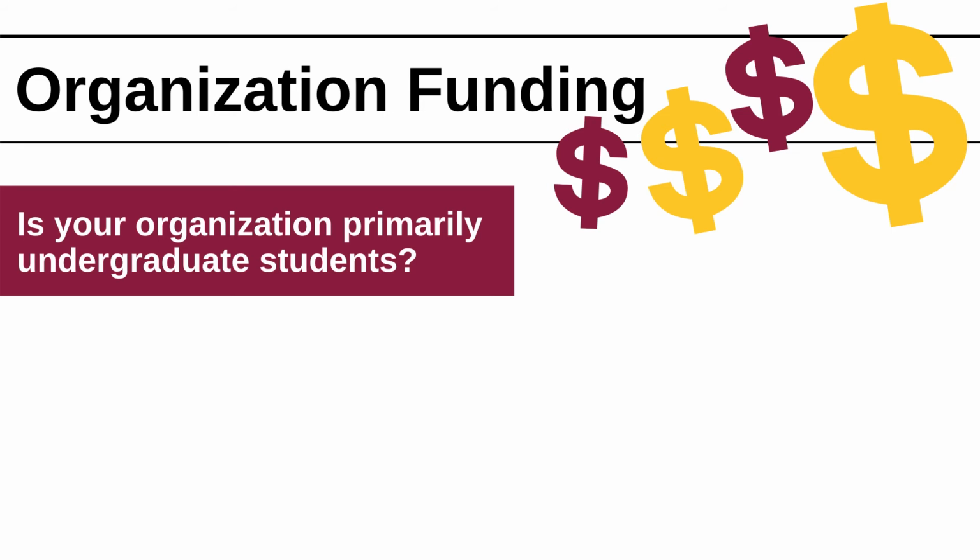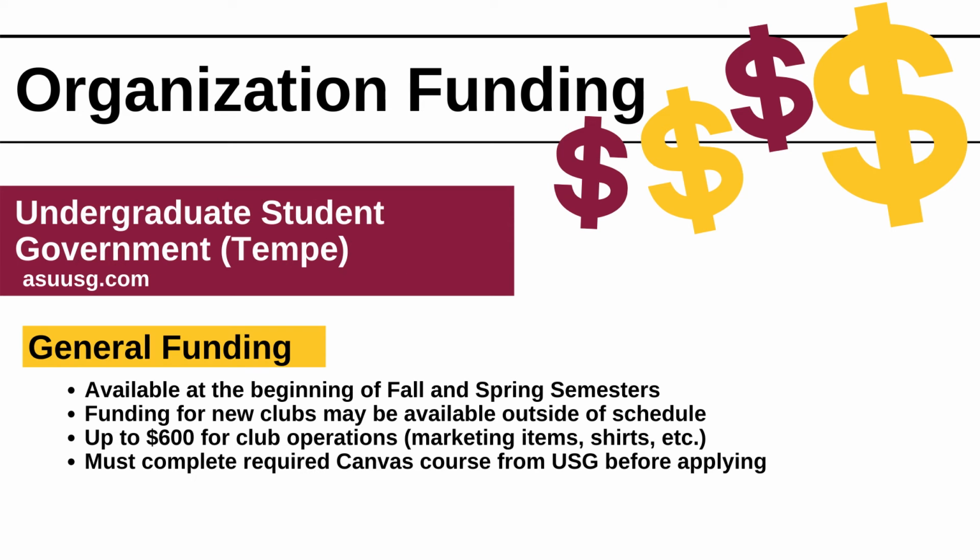Is your organization primarily undergraduate students? If so, your funding will come from the Undergraduate Student Government, or USG. USG offers two types of funding. The first is general funding, which is available at the beginning of every semester. New organizations may be able to apply for funding if you're registered after the deadline for general funding. Just check out their website and they'll have information on how to do that there.